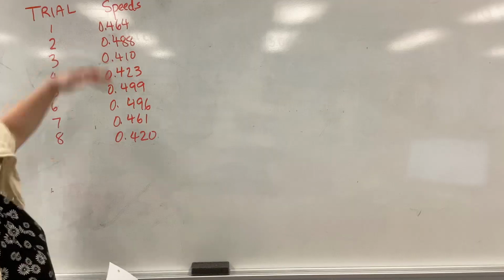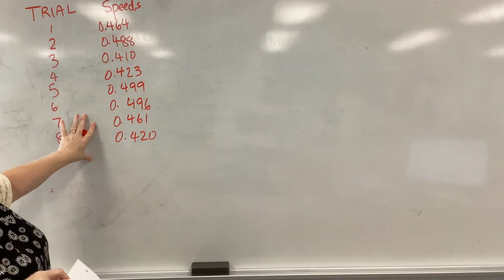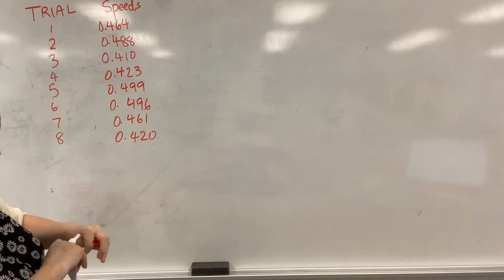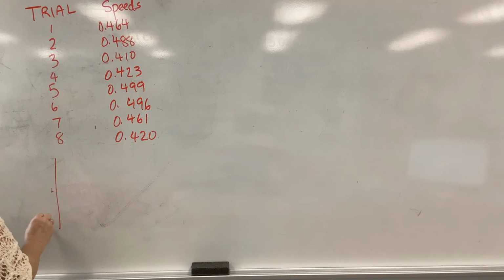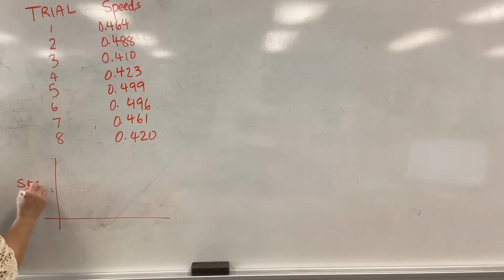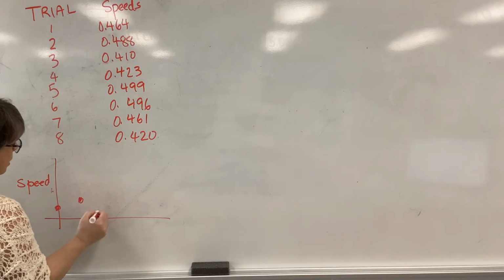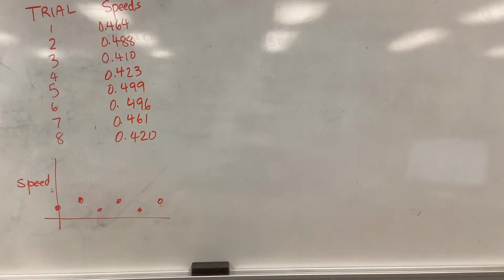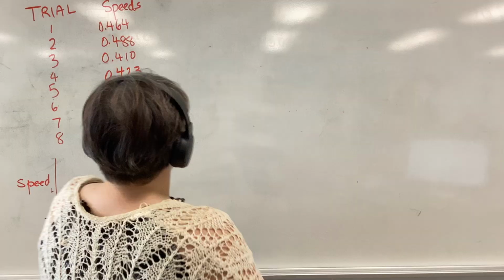So you'll have a set of speeds, you'll have your trial numbers, and then you're going to type those in your Logger Pro. So you'll have clicked open your icon, you'll type those in, and you're going to get a graph that looks something like this. So you'll have your horizontal will be your speed, your vertical will be your trial numbers, and you'll just have a set of dots that looks like this. Okay, something like that.